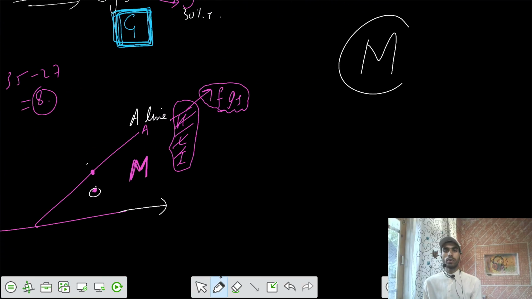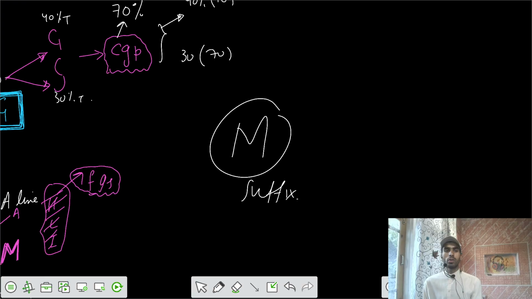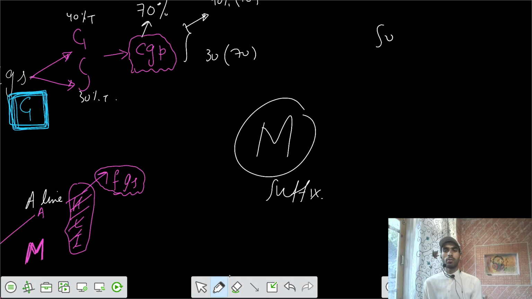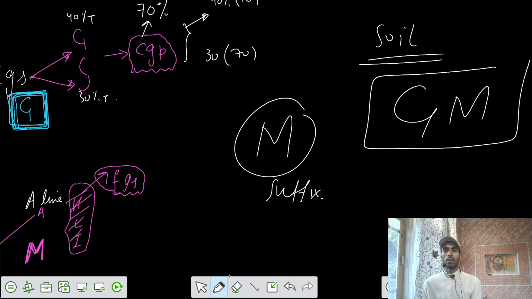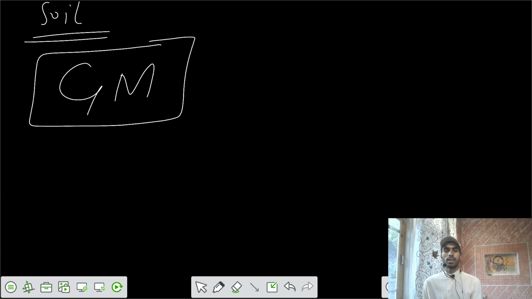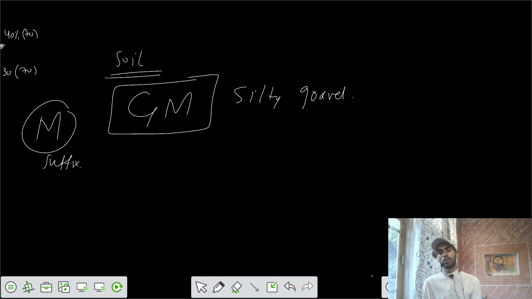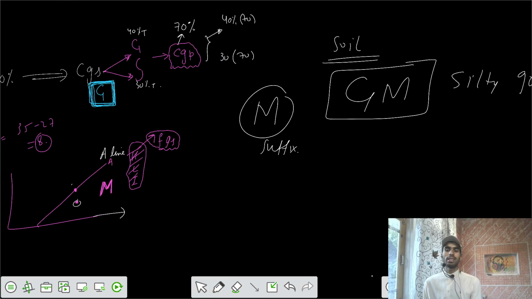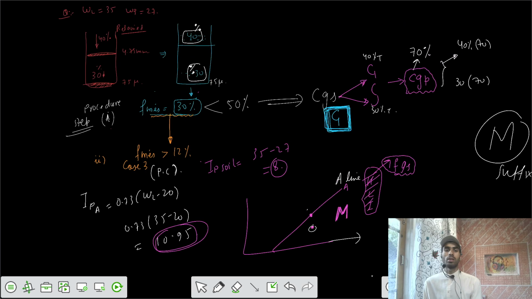Your suffix is M, and that means the final symbol for your soil would be classified as GM. That is the silty gravel. This is the solution for your problem, which was all about getting the GM symbol.